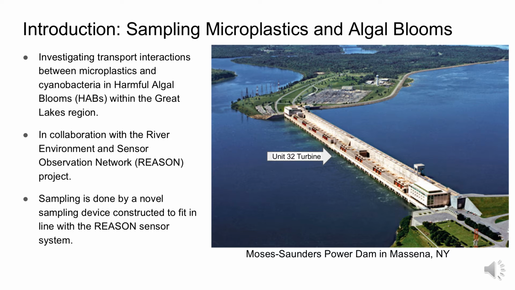We have begun constructing a passive sampling device and installing them at the dam. These devices are installed at the end of the REASON project sensors and filter out particulate matter that we intend to use the collected material for in order to identify which species and small molecules are being transported by these microplastics, and also which microplastics are being transported across the river system.